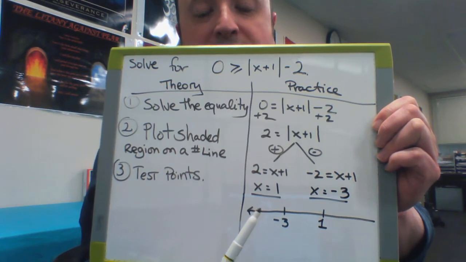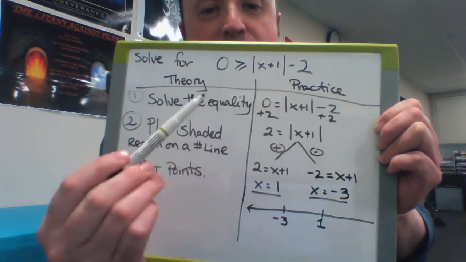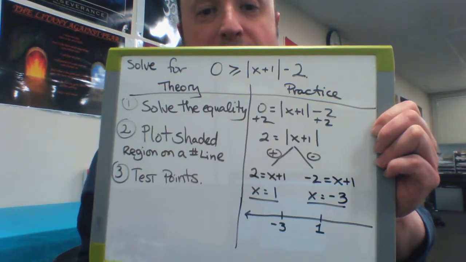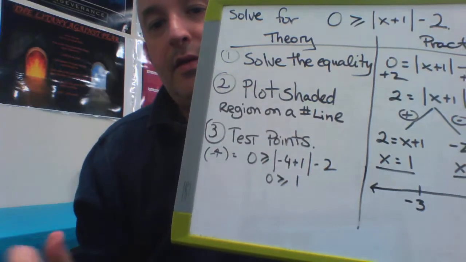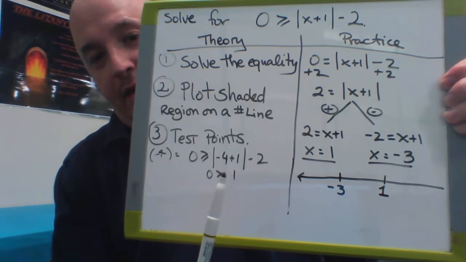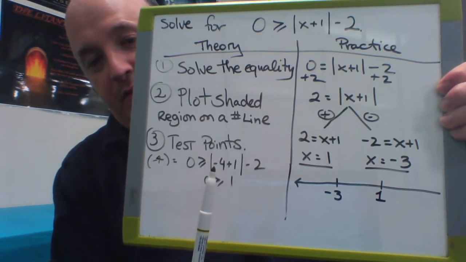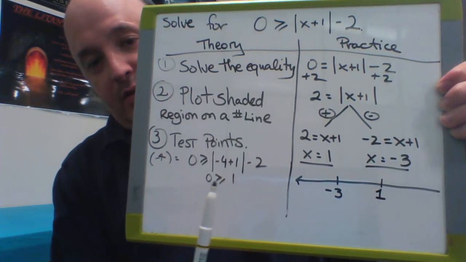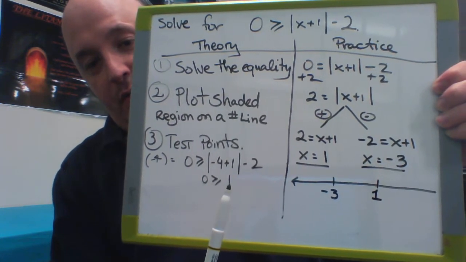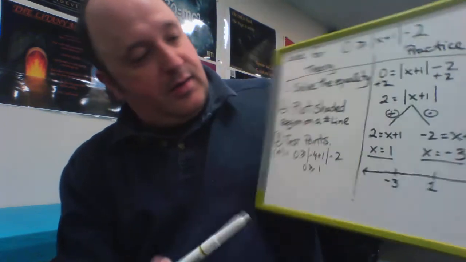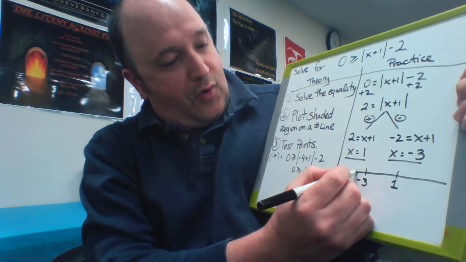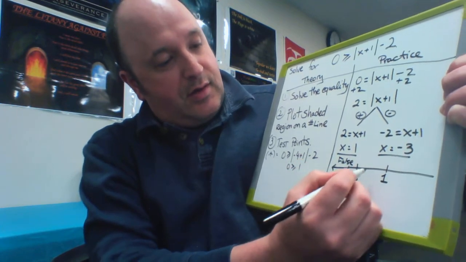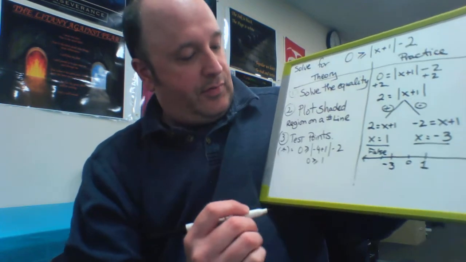So over here I could test negative 4 and see whether I get a true or false statement up here. So when I test negative 4, I get negative 3, absolute value makes it positive 3. Positive 3 minus 2 is 1. So I've got a statement that says 0 is greater than 1, and that's false. So here in negative 4, this is a false region. So I have to do another one. Let's try 0.